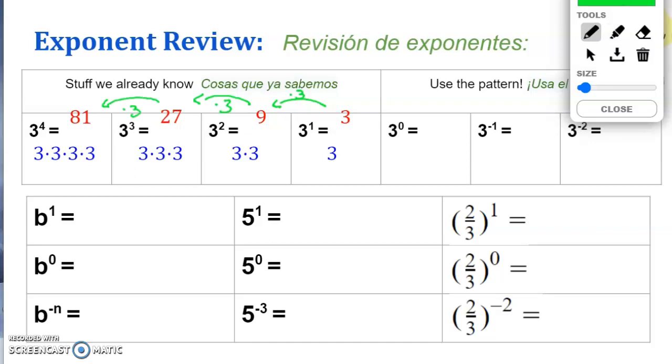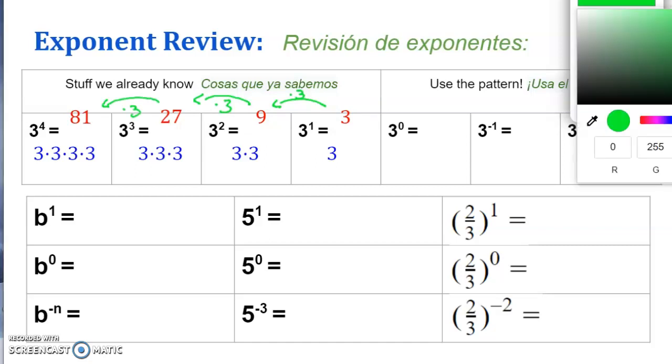That means we can always go in the opposite direction. To go in the opposite direction, instead of multiplying by 3, we are going to divide by 3. So it's going to be divide by 3, divide by 3, and divide by 3. Like 81 divided by 3 is 27, 27 divided by 3 is 9, 9 divided by 3 is 3. So we can continue this pattern and divide by 3. What is 3 divided by 3? That's just going to be 1.